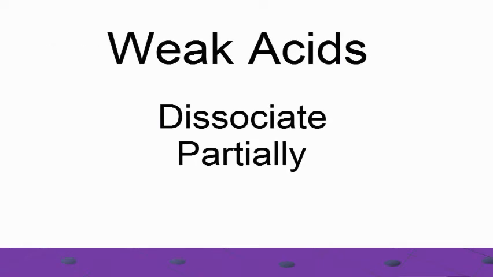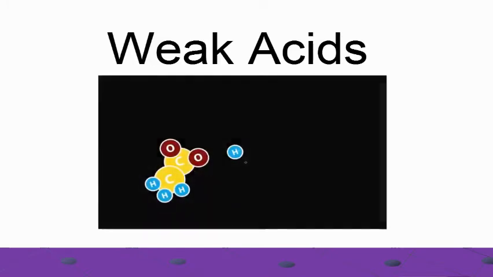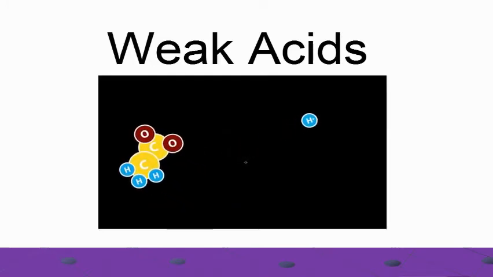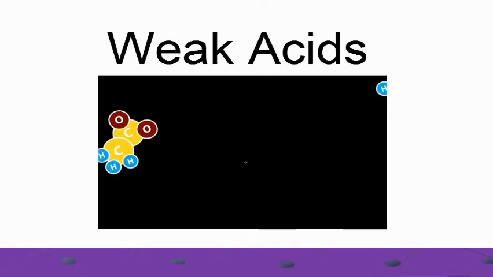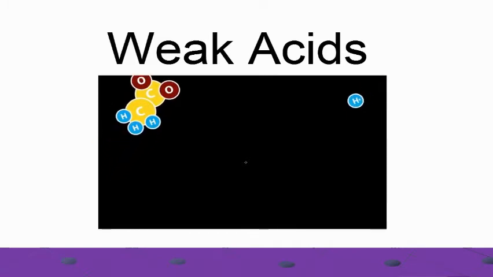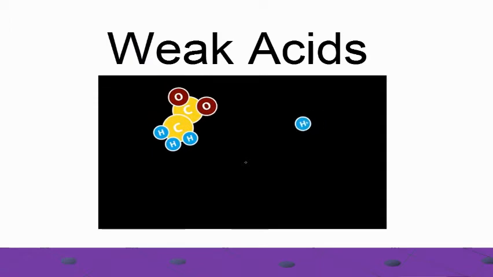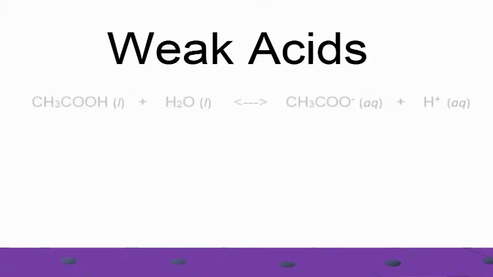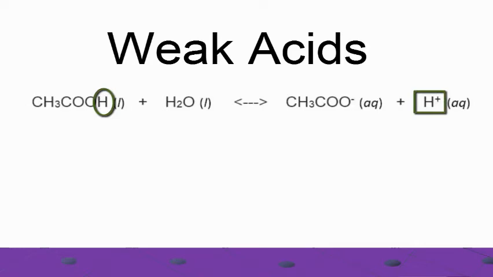For weak acids, only some of the hydrogen atoms dissociate to form H+ ions. Most of them will stay bonded to the acid molecule. Here you can see for this weak acid molecule, acetic acid, the hydrogen ion is only dissociated part of the time. In a larger sample with more molecules, only some of the atoms would be dissociated at any given time. A good example of a weak acid is acetic acid, CH3COOH. It's important to note that the H at the end is the one that comes off to form the H+ ion. You should be familiar with this equation because it comes up quite often in chemistry.